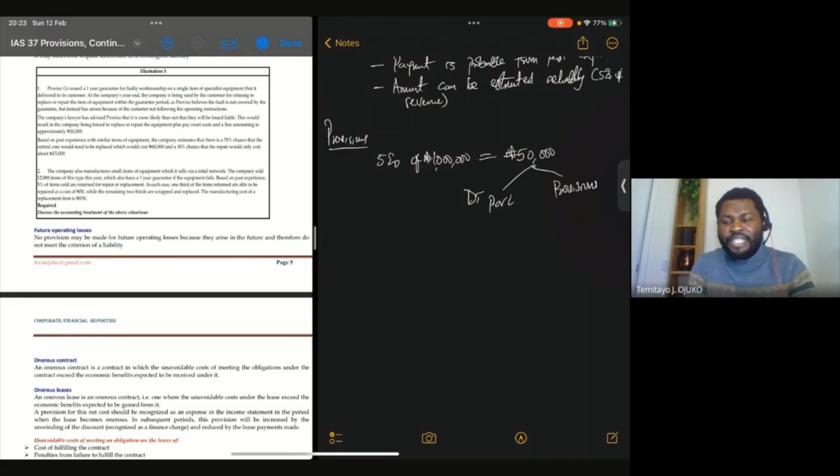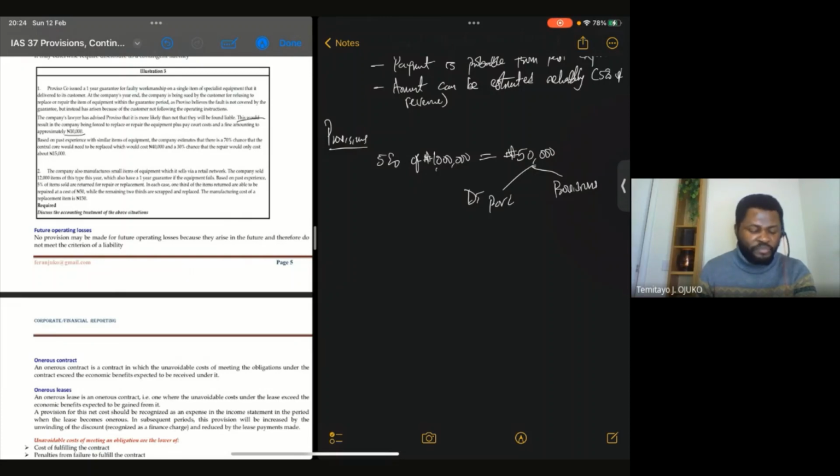Now, Proviso believes that the fault is not covered by the guarantee, but instead arose because of the customer not following the operating instruction. The company's lawyer had advised Proviso that it is more likely than not they'll be found liable. So what we are saying there is that whether the manufacturer likes it or not, they are most likely going to be liable. Based on past experience, if liable, this would result in the company being forced to replace or repair the equipment plus pay court costs and a fine amounting to 10,000 naira approximately.